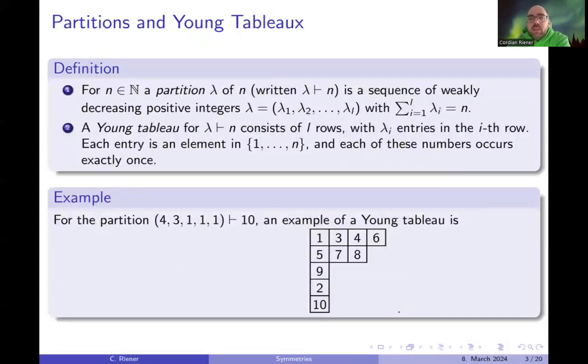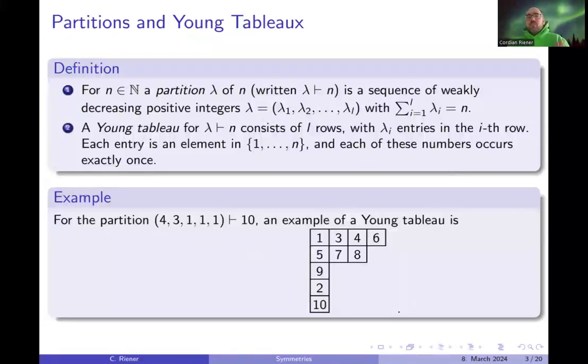Excuse me? Yes? What is a weakly decreasing positive integer sequence? Weakly decreasing just means that I can have repetitions. Ah, okay. So 1, 1. It's not strictly. Strictly decreasing would be that I only allow sequences that go down every step. And here I have 1, 1, so it's just weakly decreasing. Okay, thank you. You're absolutely welcome.